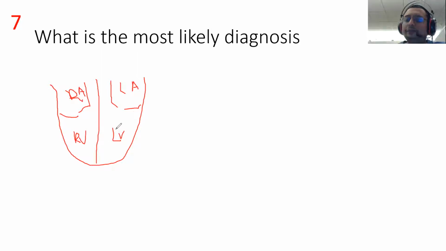atrioventricular concordance. Now in patients with DTGA, unfortunately, you have ventriculoarterial discordance. So this is the left ventricle. Unfortunately, here is the pulmonary artery. This is the right ventricle. Unfortunately, here is the aorta. Right? So far, okay or not? This is DTGA.